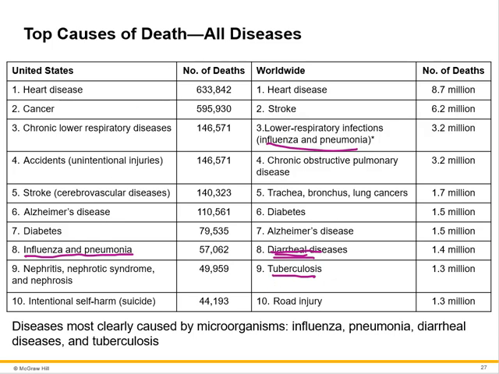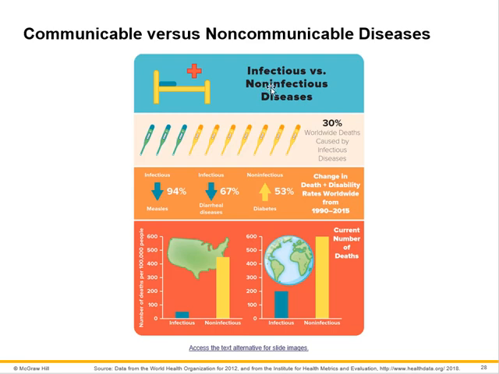So if you look at just comparing infectious versus non-infectious diseases, like 30% of worldwide deaths are caused by infectious disease. And so that's a huge percentage of the causes of death. And we saw that 3 of the top 10 were caused by infectious diseases.